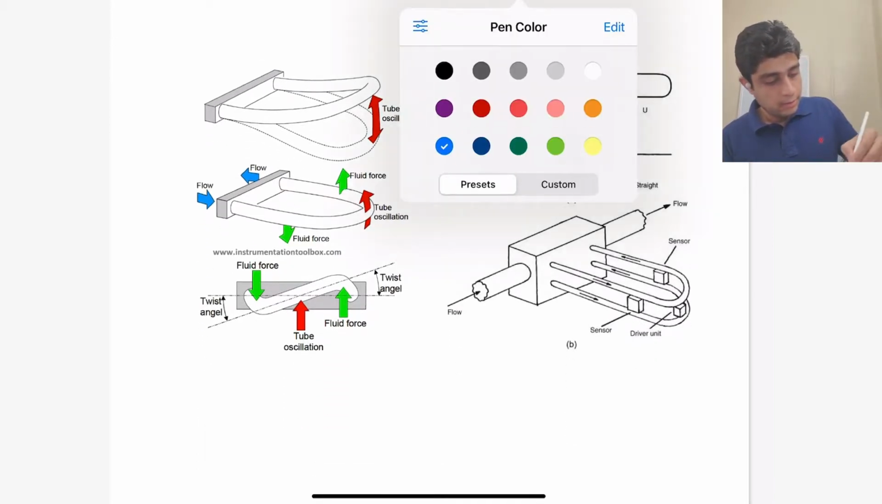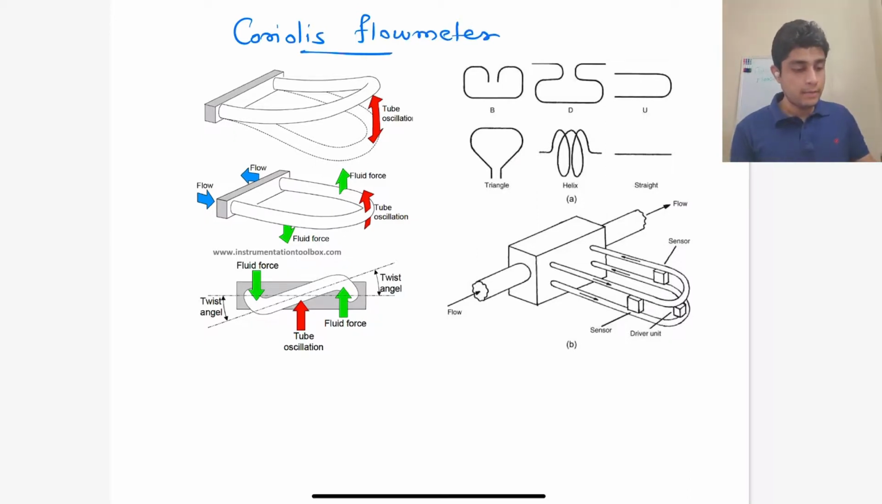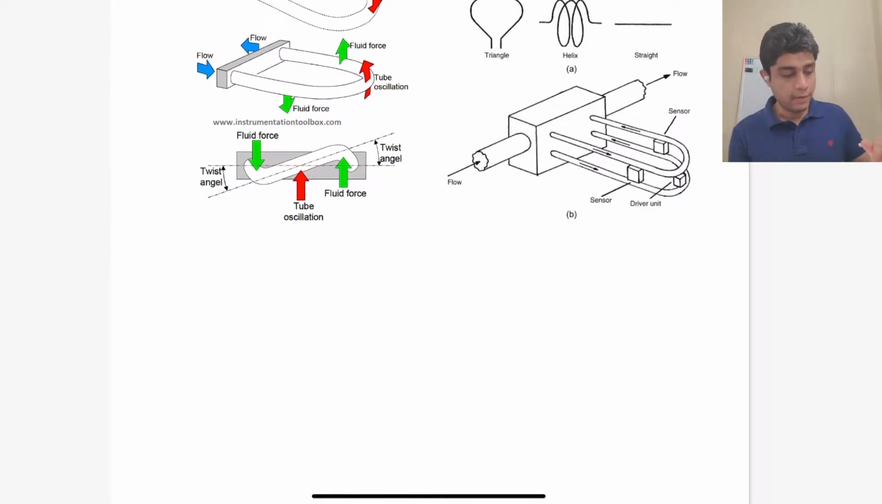Here on the screen you can see a Coriolis flow meter, and the Coriolis flow meter is based on the Coriolis force, which an object experiences when it is moving in a rotating frame of reference.